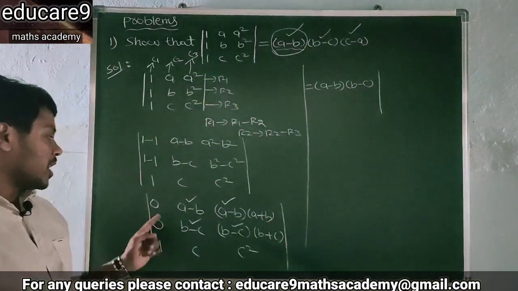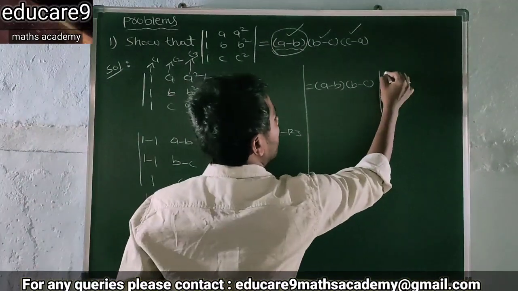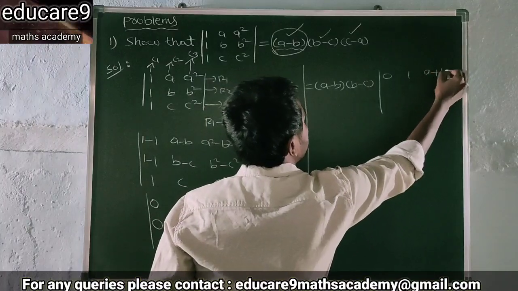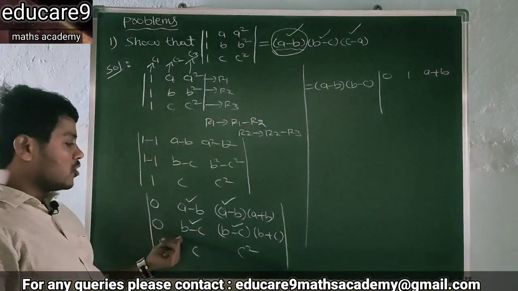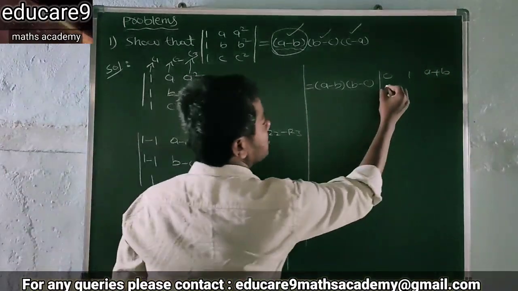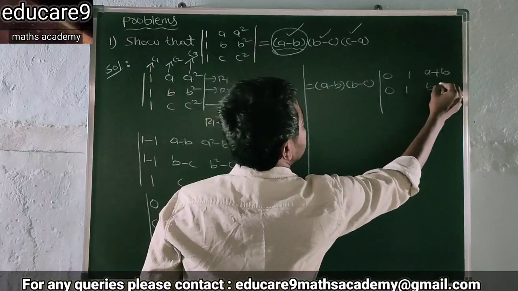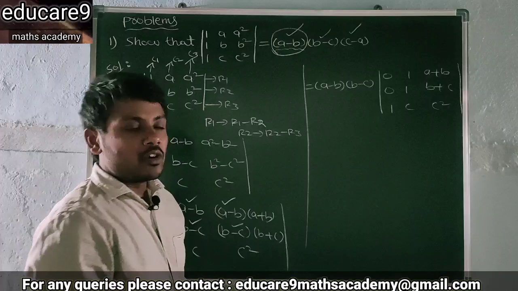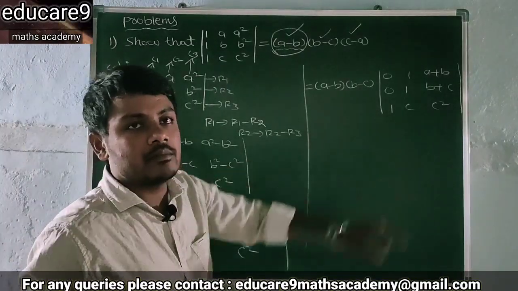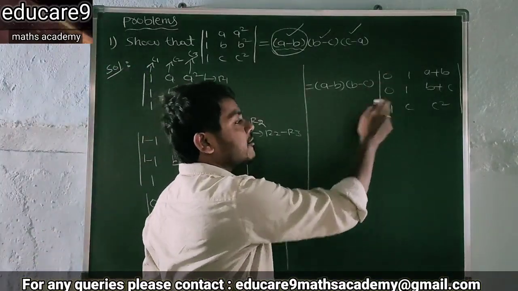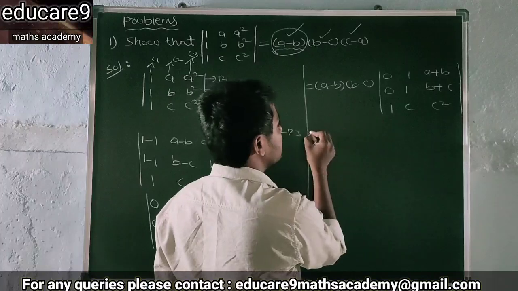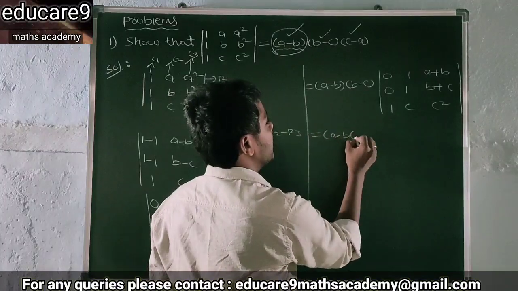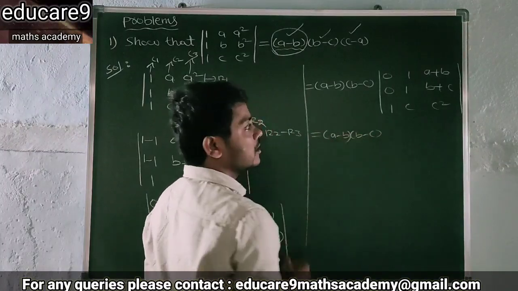So what is the remaining value? 0, 1, a plus b. Here 0, 1, b plus c. And 1, c, c square. Now find the determinant of this using the first column. So this is a minus b, b minus c.